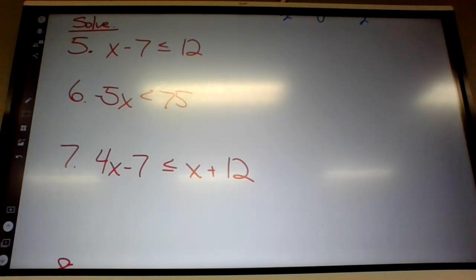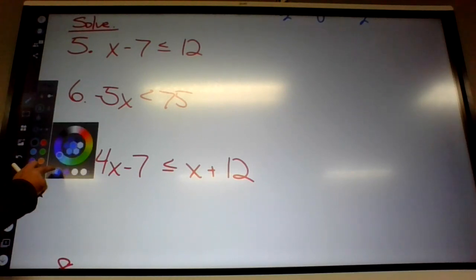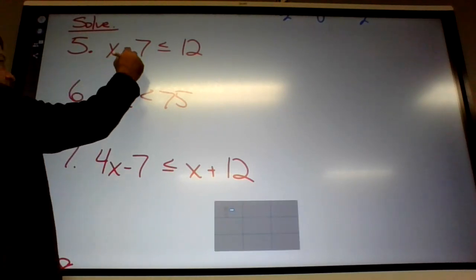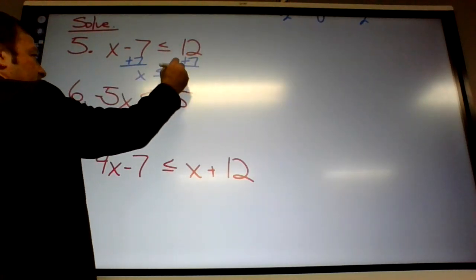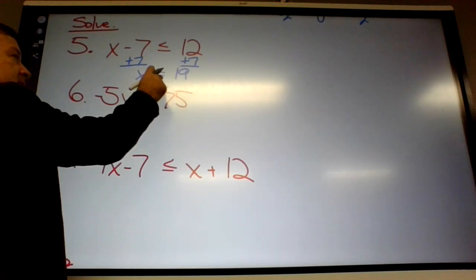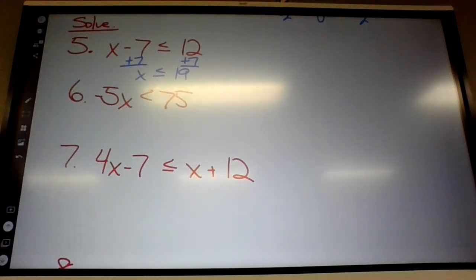All right, Jackson, what would we do on number 5 to solve? Add 7. Okay, if you just put 19, that would technically be wrong. It's x is less than or equal to 19.